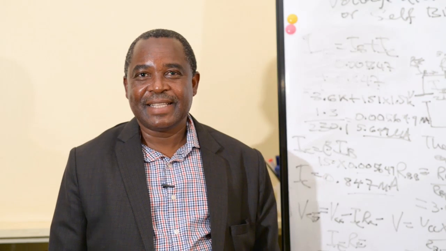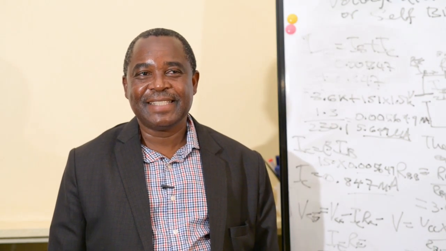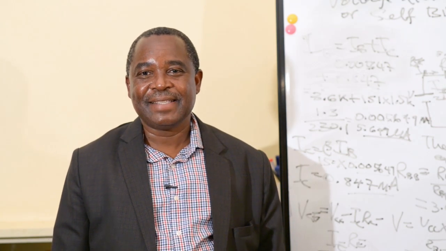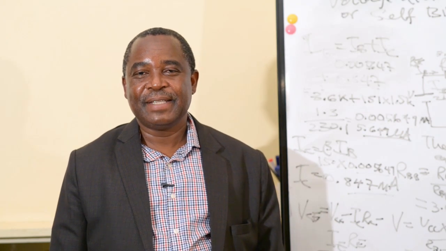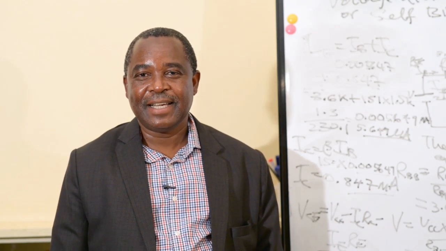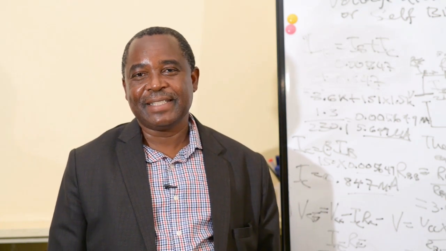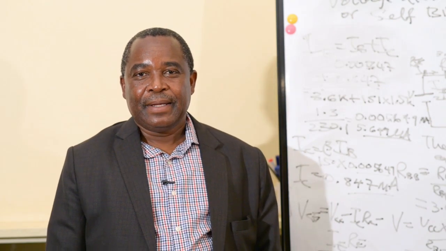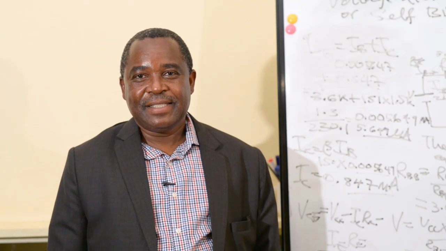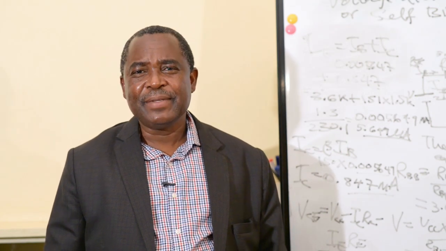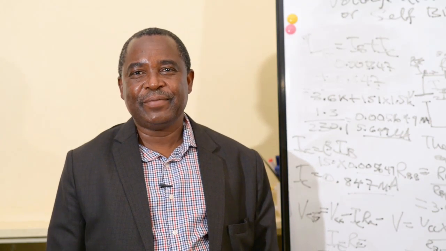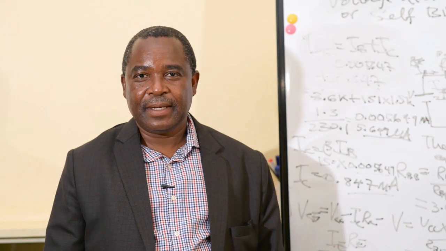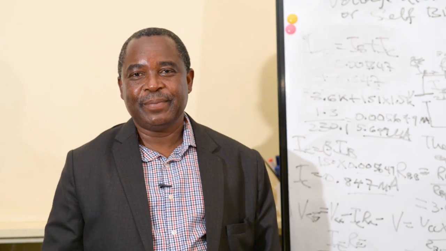Hi viewers of Electronics Class Tanzania. In today's lesson, lesson 8, we have seen how the voltage divider bias and self bias work, how to find collector current, base current, and collector emitter voltage by using the Thevenin equivalent circuit. We are doing these calculations first in order to be conversant before we embark on practicals and making a real circuit, which we'll do later.